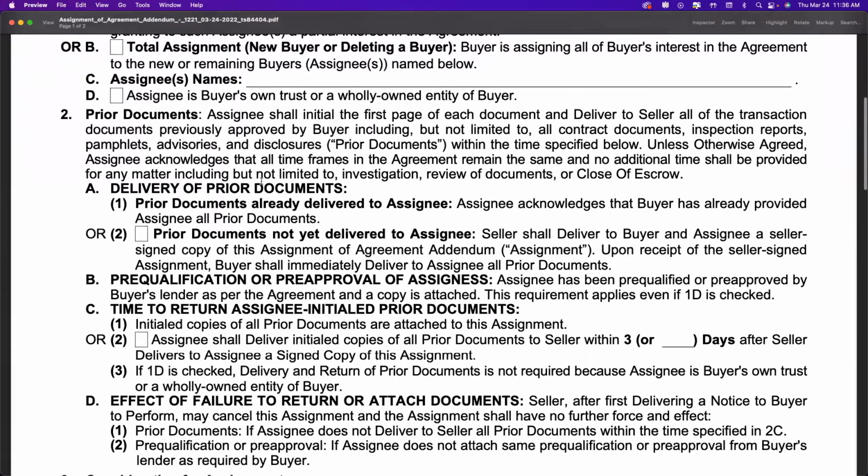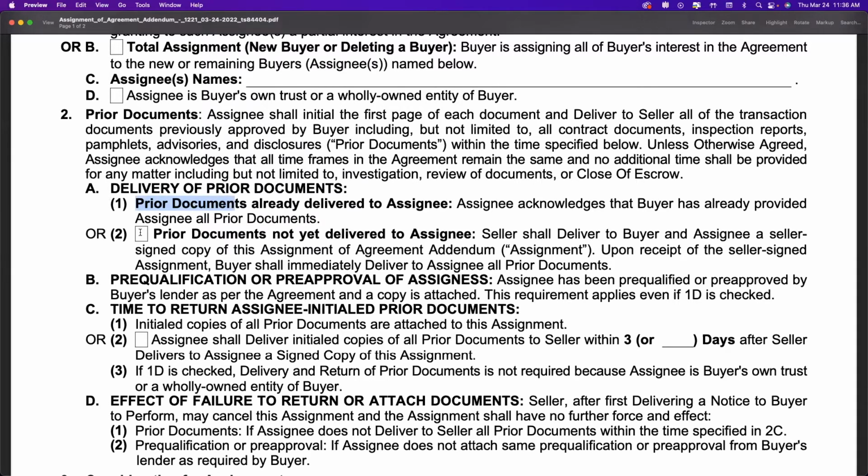If you're adding the buyer, this is what you should be doing if you're the buyer's agent: you should be giving the documents that you receive from the seller to the new buyer, the assignee, and make sure that they have already acknowledged those disclosures, and send them back with the assignment agreement, right? With the assignment of agreement addendum. That's right here. That's the default.